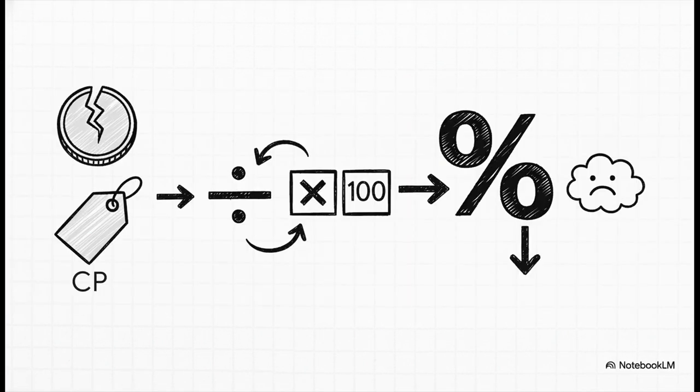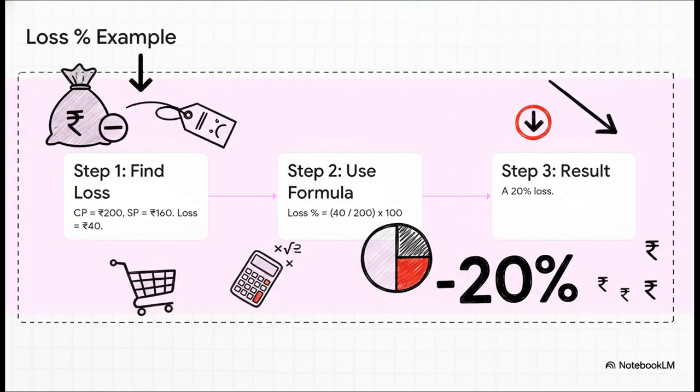And guess what? For loss percentage, it's the exact same logic. You take your loss amount, you divide it by that all-important cost price, and then multiply by 100. It's always about comparing the outcome back to what you started with. Let's try it. You buy an item for 200, but you can only get 160 for it when you sell it. That's a 40 rupee loss. So we take that 40, we divide it by the original cost of 200, which gives us 0.2. Multiply by 100, and we see that it was a 20% loss.